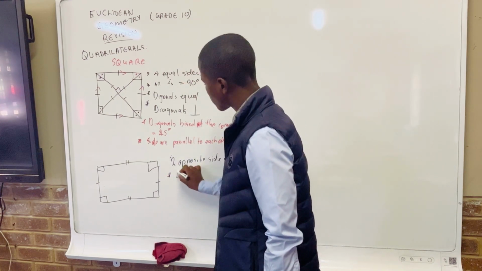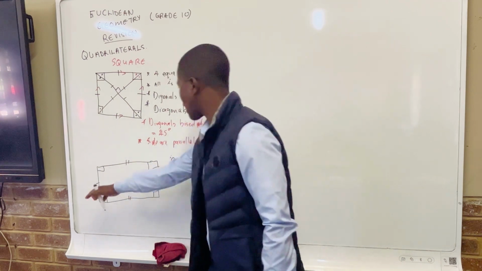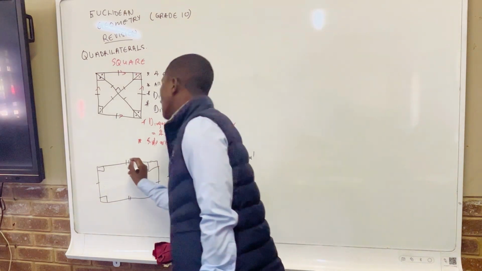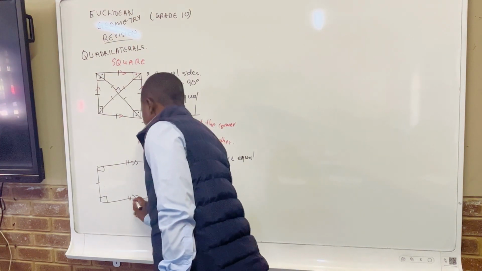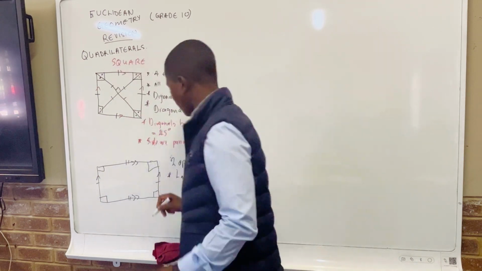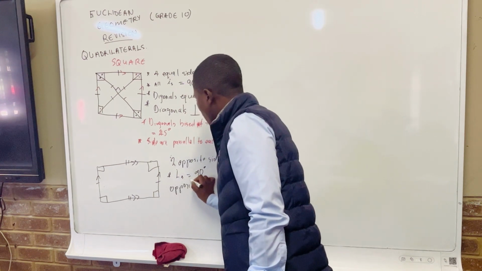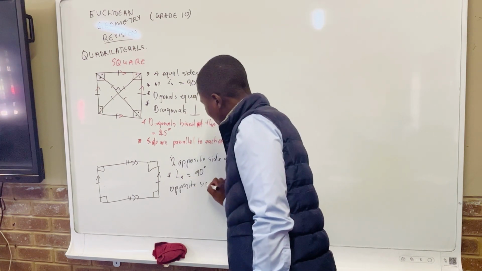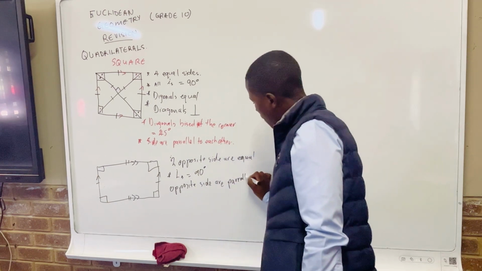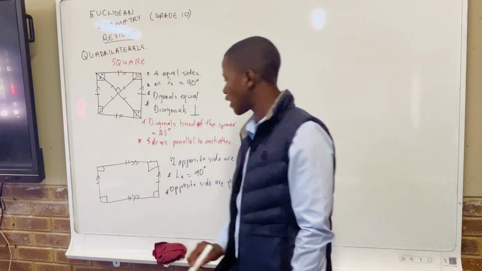Now, one thing that you also need to know is that all the corner angles are equal to 90 degrees. All your corner angles are going to be equal to 90 degrees. One thing that you also need to take note of is that the opposite sides are parallel to each other. The opposite sides are going to be parallel to each other.